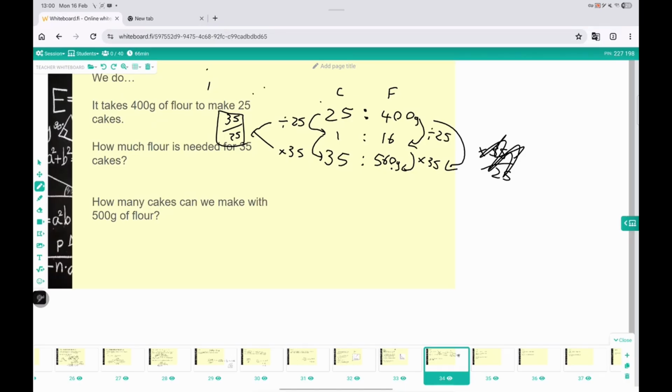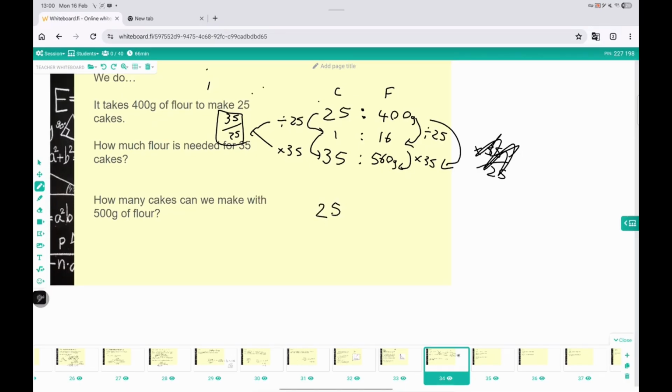Right, you can have this question asked in a reverse way. So we know that 25 cakes makes 400 grams. 25 cakes requires 400 grams. We could actually be asked, okay, well, how many cakes for 500 grams? Okay, before we had cakes, so we had the amount of flour as the missing element. Now we've got the amount of cakes as the missing element. Okay, this was missing before. Now it's this that's missing. Okay, but the method's the same.